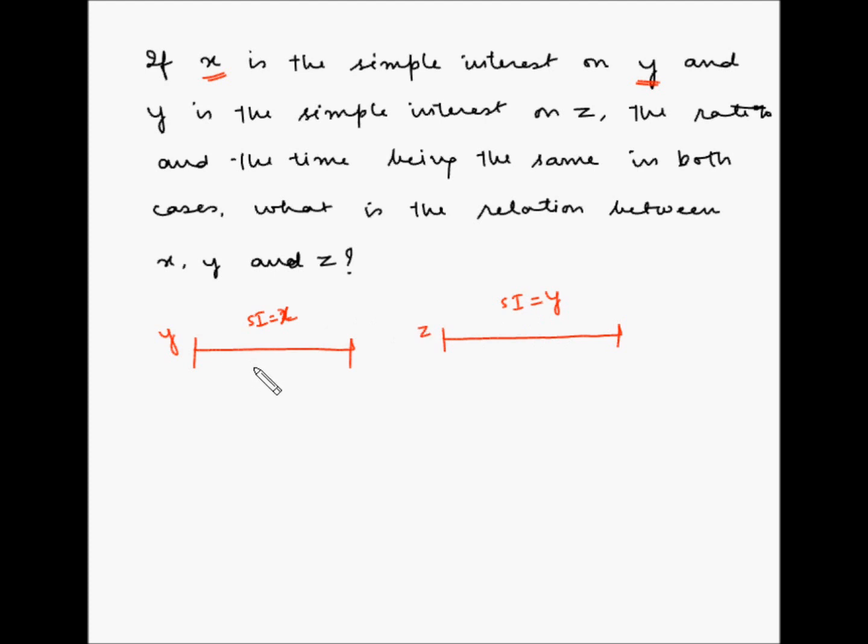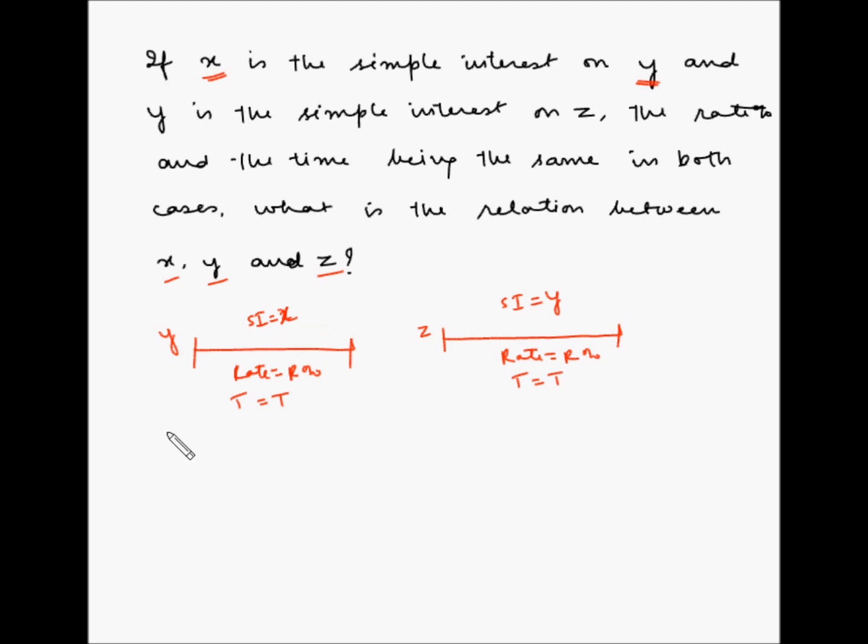Now the rate percent is the same, so rate is equal to r percent per annum, and here also rate is equal to r percent per annum. The time frame also is the same, so time is equal to t and time is equal to t. Now with this information we have to find out the relationship between x, y and z.